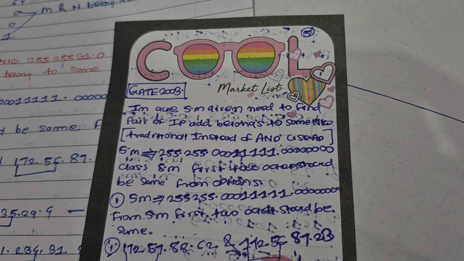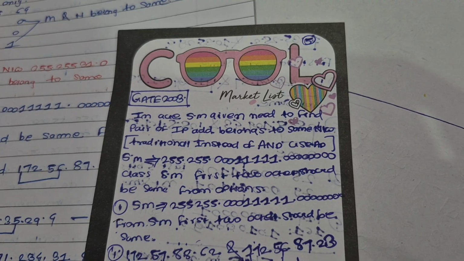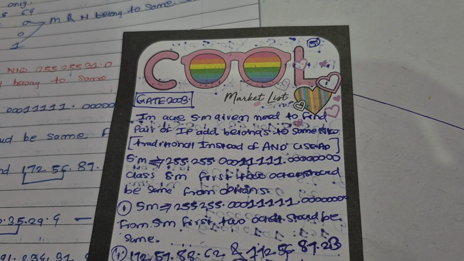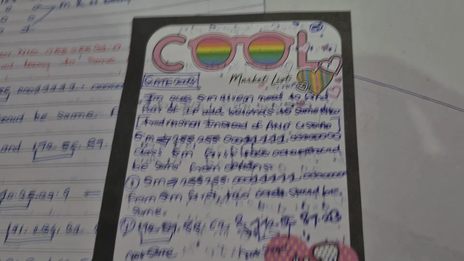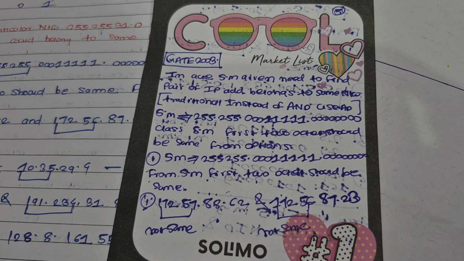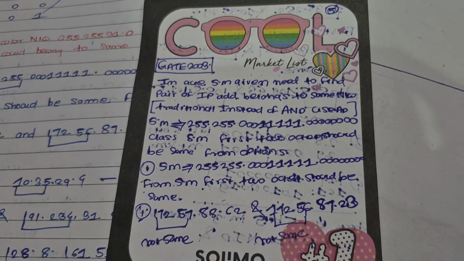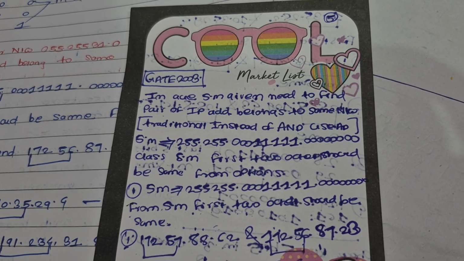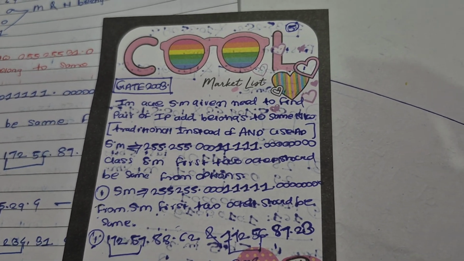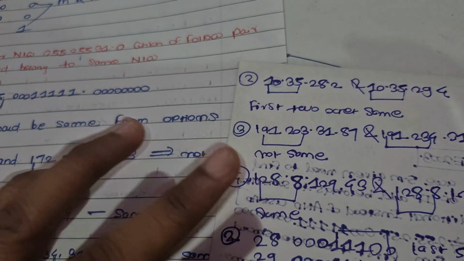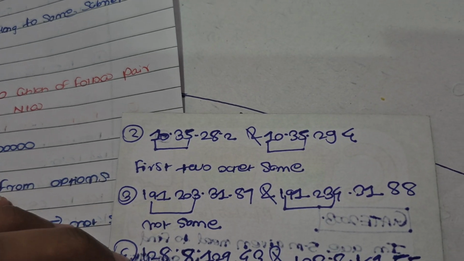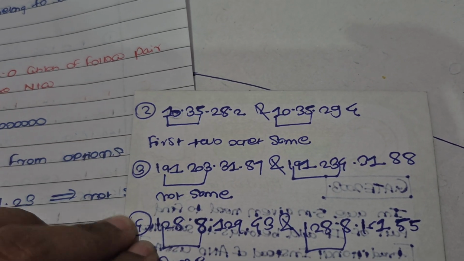So if you see, first 255, the first 2 octets should be the same. In the option, if you see 127.57 and here is 172.56, it's not the same. We are not going for this option, it gets eliminated directly. Then the second option, the first octet is again the same, so we can keep this to check later.